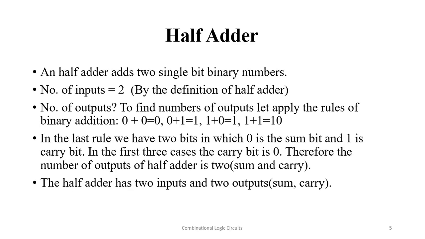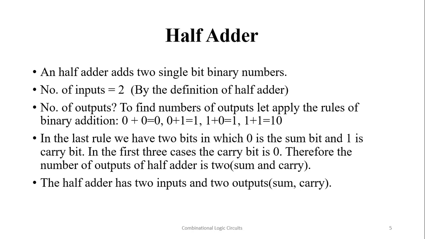Half adder. The first step in the design procedure: we must know how many inputs and how many outputs there are. A half adder adds two single bit binary numbers. So the number of inputs is equal to 2 because it adds two single bits. One bit represents one input, the other bit represents the other input. So we have two inputs by definition of the half adder.